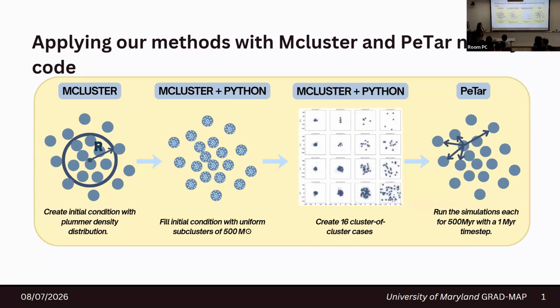This is sort of the same flow of these methods, but explaining how it works with our code. We use two main coding packages, mCluster and PTAR, an n-body code. mCluster is a package that creates a Plummer model distribution. So we use mCluster to create our initial condition with the R and N parameters. Then we fill each particle in that initial condition with an identical Plummer distribution also created with mCluster. And then all those 16 initial conditions run through PTAR for the 500 million years.